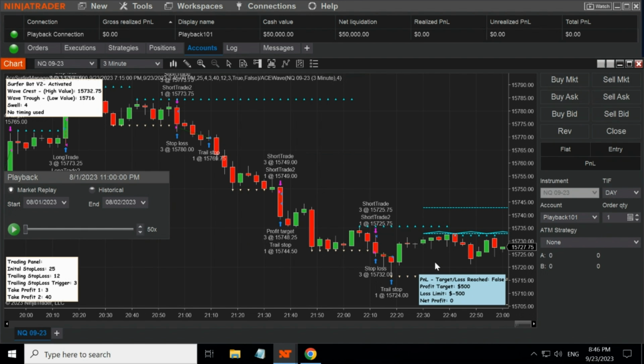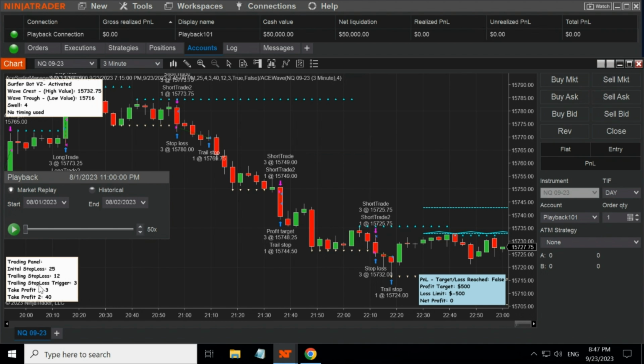Again, you would know that I really enjoy running my bots in the US nighttime. So you can see here I'm starting it at 11 p.m., just to see what I can catch during that nighttime before the craziness of the US day. What you'll notice is now we have the profit targets over here on the right. We have our version 2 activated up the top left. You can see our wave crest and our wave trough, our swell. We haven't used any timing.